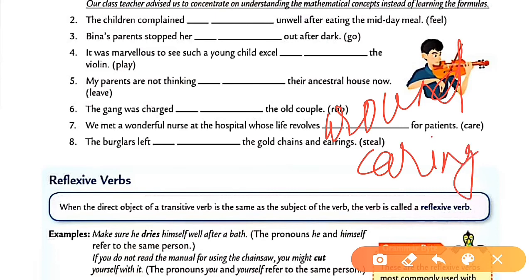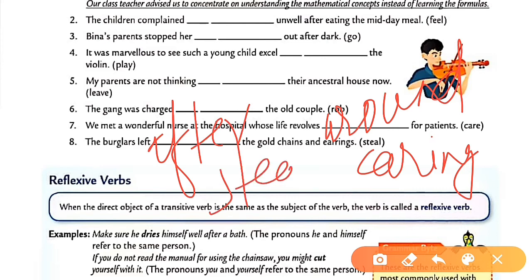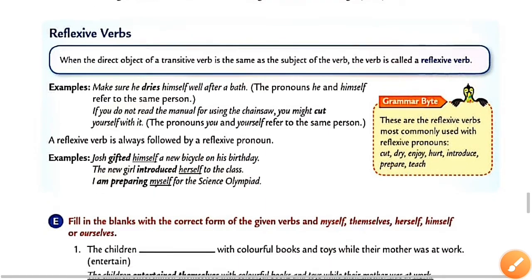Next, number eight, the burglars left the gold chain and earrings. Your answer is, after stealing gold chains and earrings. So this is complete, guys. Next, reflexive verbs.